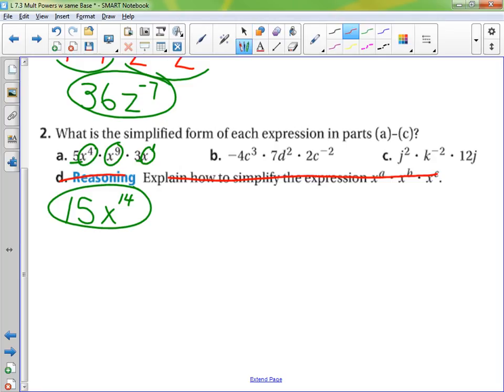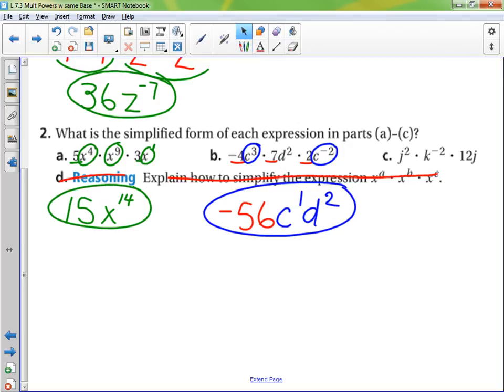B, there are three numbers, -4, 7, and 2. -4 times 7 is -28, times 2 is -56. Only two of the variables are like bases, the c to the third and c to the -2, so I add the exponents. 3 plus -2 is 1, and d squared.